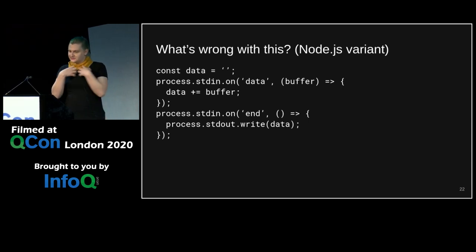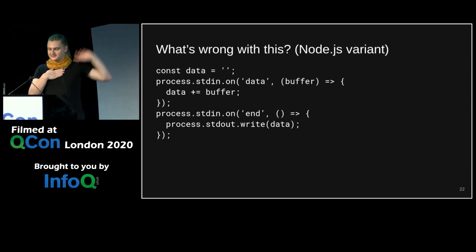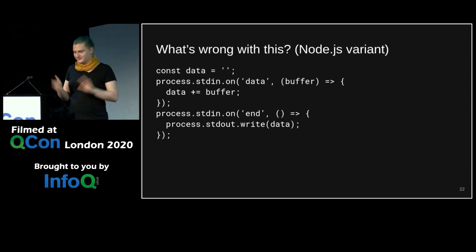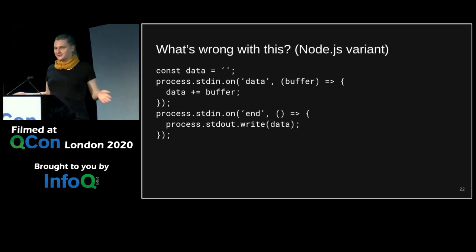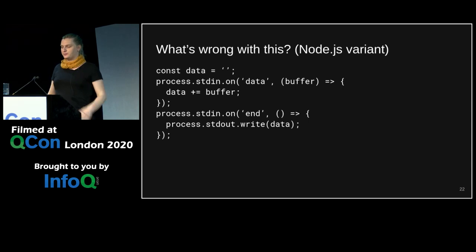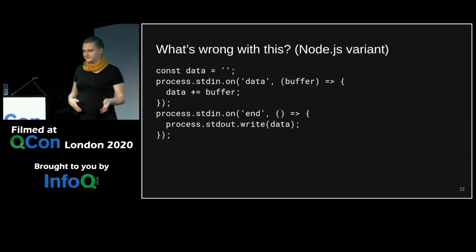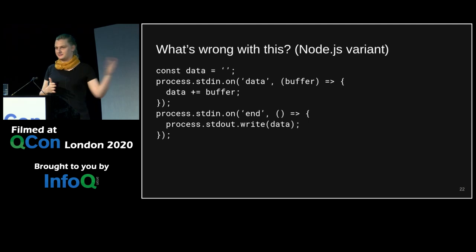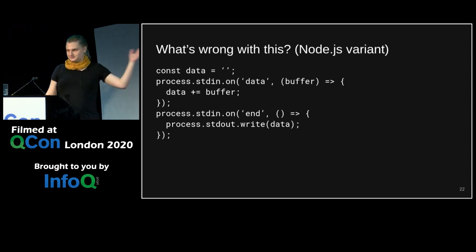The first thing that I'm just noticing right now is that data should have been let instead of const, but let's look over that. Okay, so there's a string. Whenever standard input gets some chunk of data, some buffer, we append it to that string. And once the standard input is all read, we write it out again. Unix actually has a command like this called sponge. It sponges up all the data and then presses it out at the end when the input is done. But anyway, what is wrong with this piece of code?